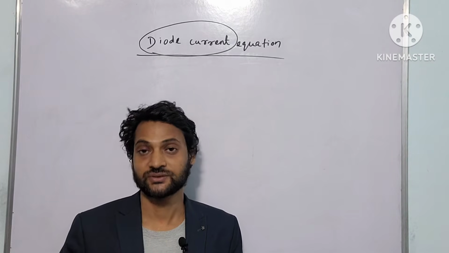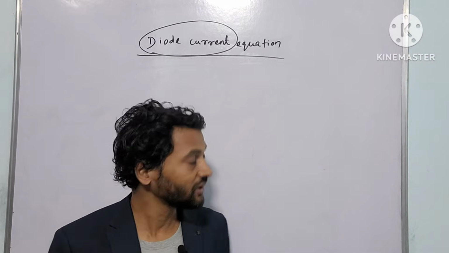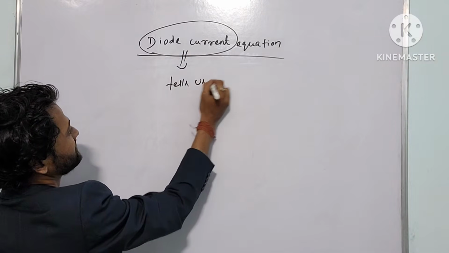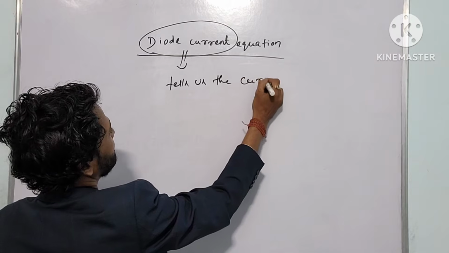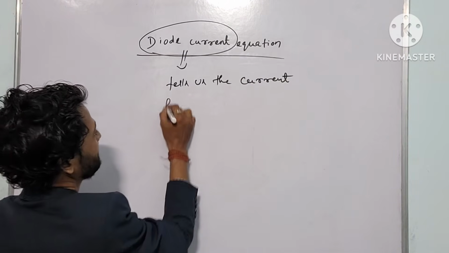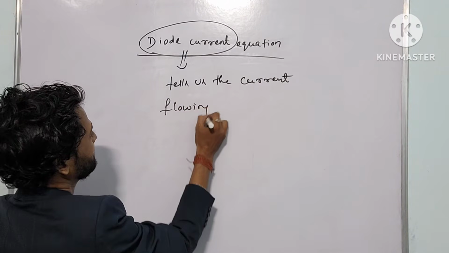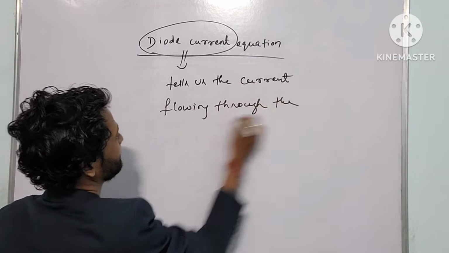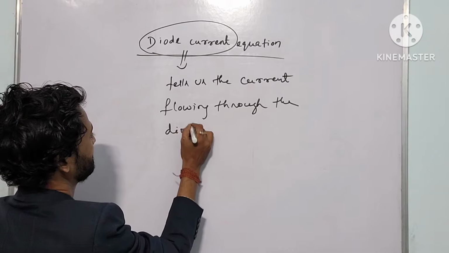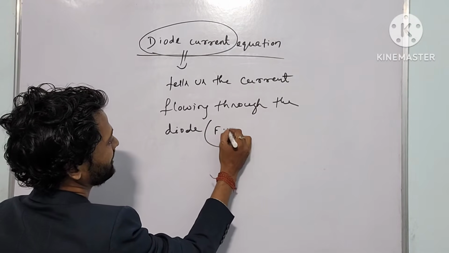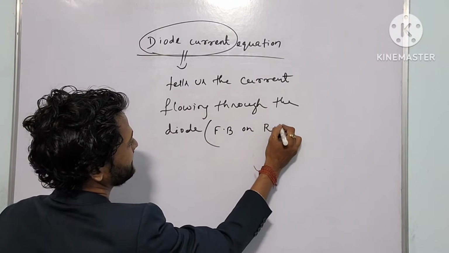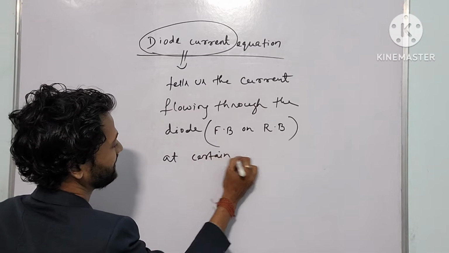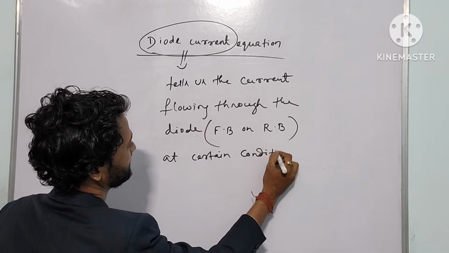Again I repeat, diode current tells us the current flowing through the diode. This is the definition: the current flowing through the diode during forward bias or reverse bias at certain conditions.